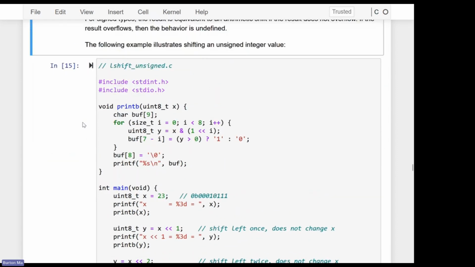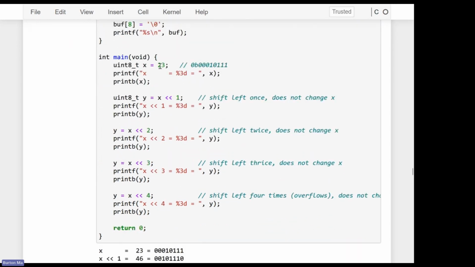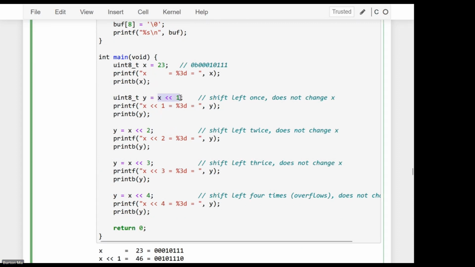Okay, so I'm going to shift an unsigned integer value a few times. I'm going to start with 23. I'm going to shift it once to the left, twice, three times, and four times. The fourth one is going to overflow. So let's see what happens when we do this.